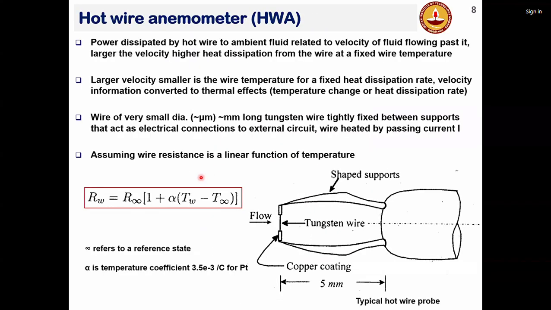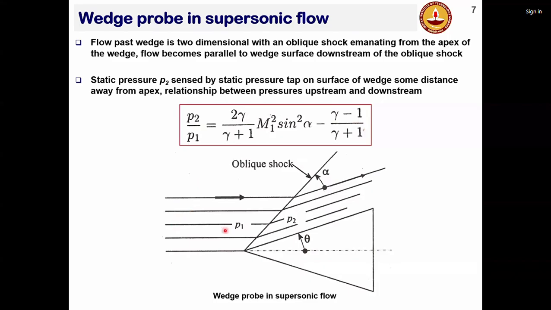Just want to know how we can measure that oblique angle. Typically this oblique angle alpha is also fixed. I have not mentioned the value here, but depending on the range of Mach number, alpha has a fixed value. It is typically between 15 degrees to 20 degrees.